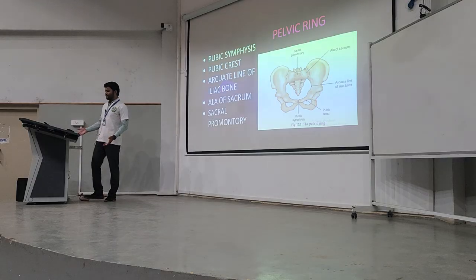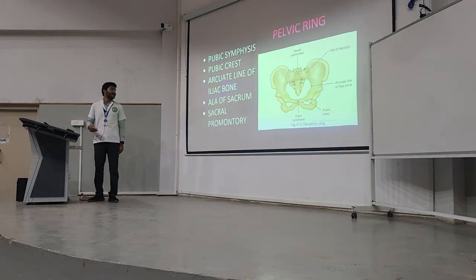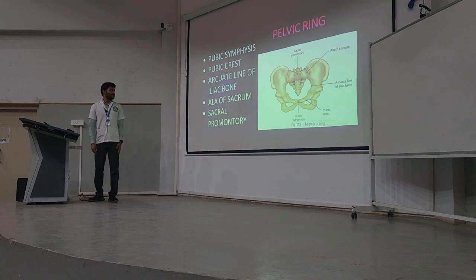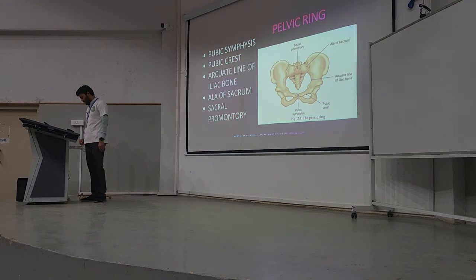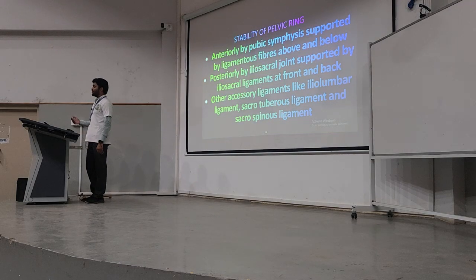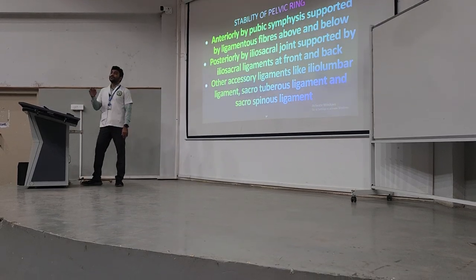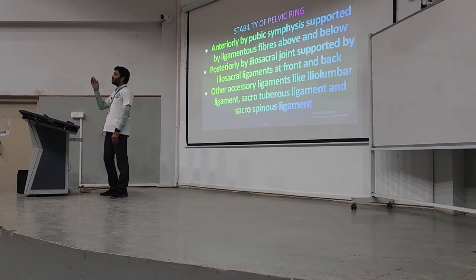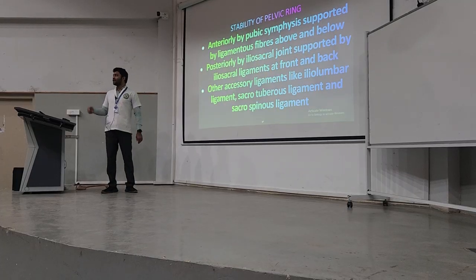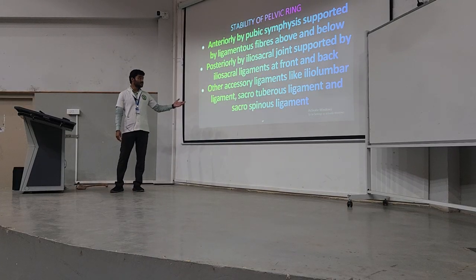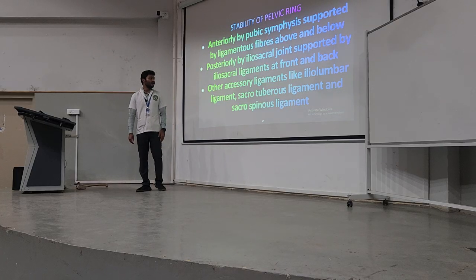Now coming to pelvis. So pelvis has a pelvic ring that consists of pubic symphysis, pubic crest, arcuate line of iliac bone, ala of sacrum, and sacral promontory. So how does stability of the pelvic ring happen? Anteriorly by the pubic symphysis, supported by the ligamentous fibers above and below, whereas for the sacroiliac joint, there will be anterior sacroiliac ligaments and posterior sacroiliac ligaments. Also, there are some accessory ligaments like the iliolumbar ligament, sacrotuberous ligament, and sacrospinous ligament.